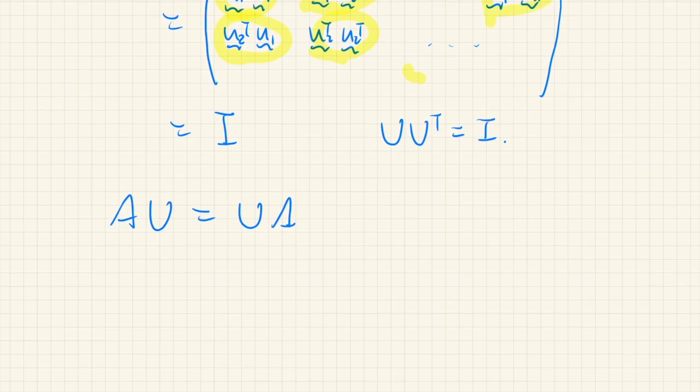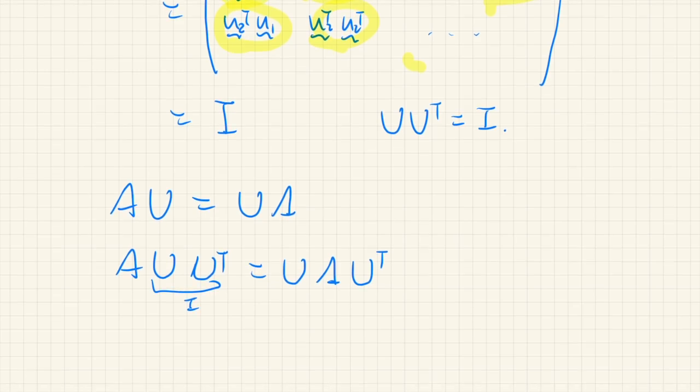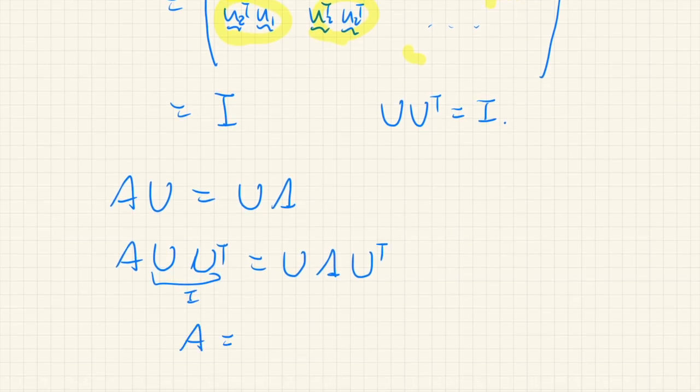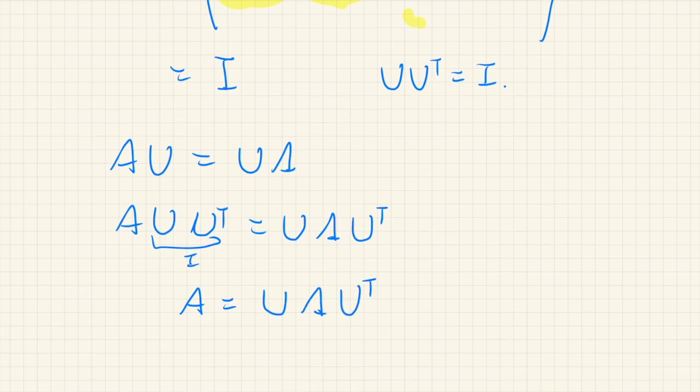So if we multiply both sides by U transpose from the right, we have AU U transpose equals U lambda U transpose. But this part is equal to the identity, and A times I is just A. So we have A equals U lambda U transpose. So we are done.